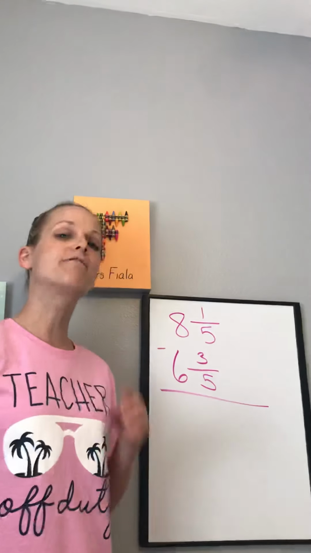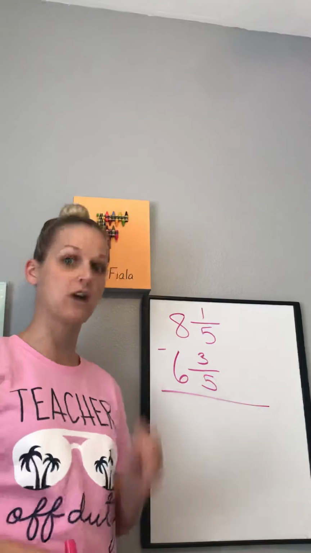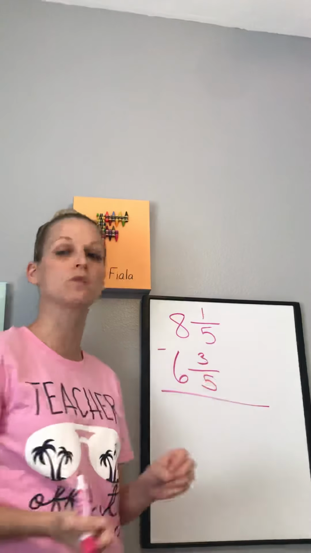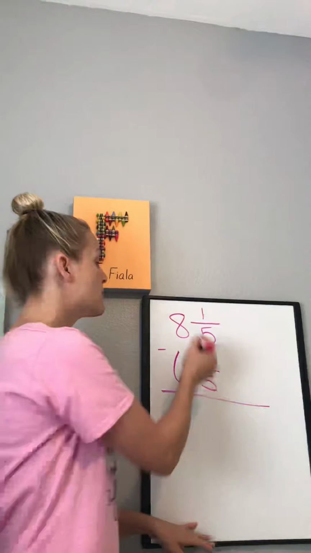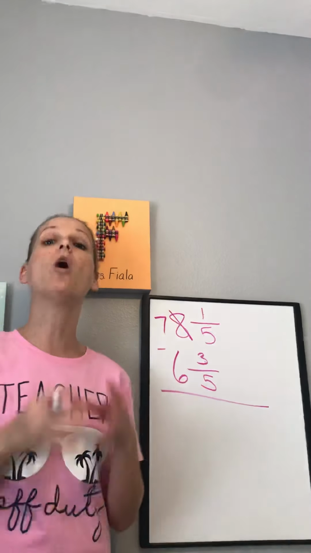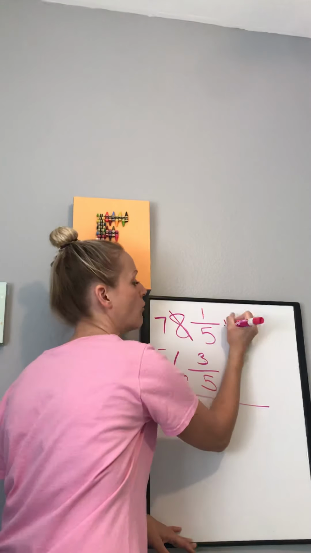Okay, and the first thing you have to do with subtracting mixed numbers, you have to start with the fractions. So we're going to subtract the fractions first. Can I do 1/5 minus 3/5? I cannot do 1 minus 3, so I have to regroup. I'm going to borrow from the 8, it becomes a 7. I borrowed a whole for this fraction, so I'm going to add the whole over here.